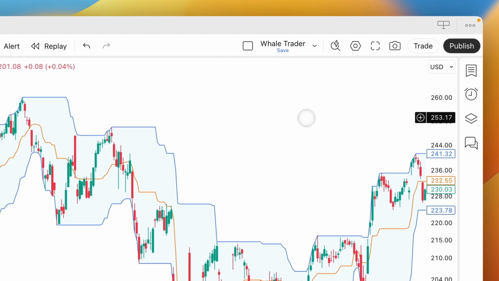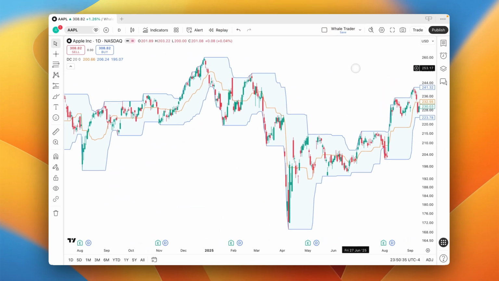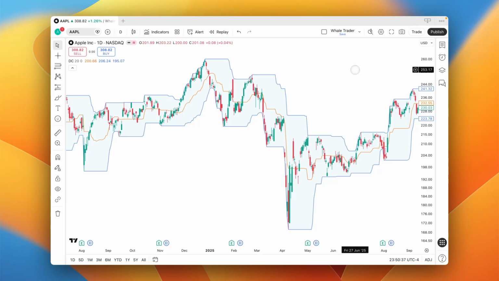Notice that when price is breaking above the upper line, that's a new 20-day high, a breakout, and when price breaks below the lower line, a breakdown. Now, the typical system was to buy on upper channel breakouts and sell on lower channel breakdowns.